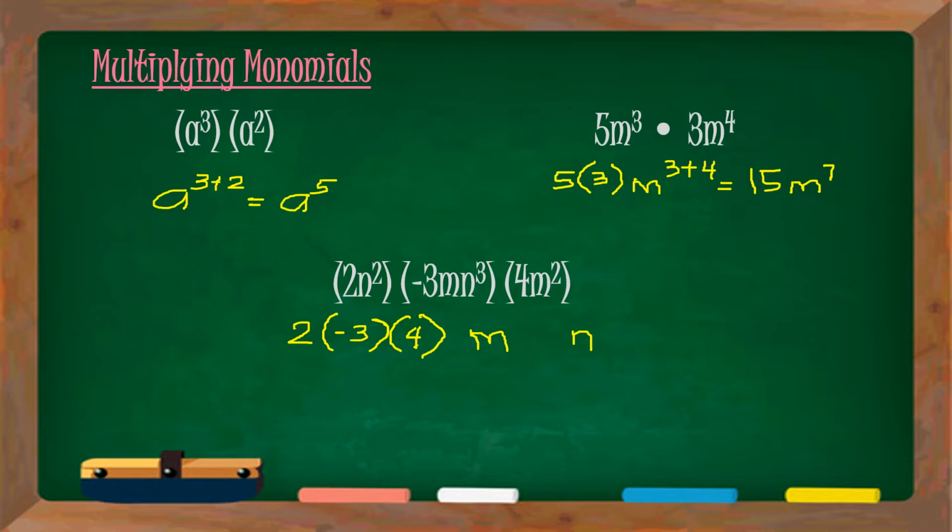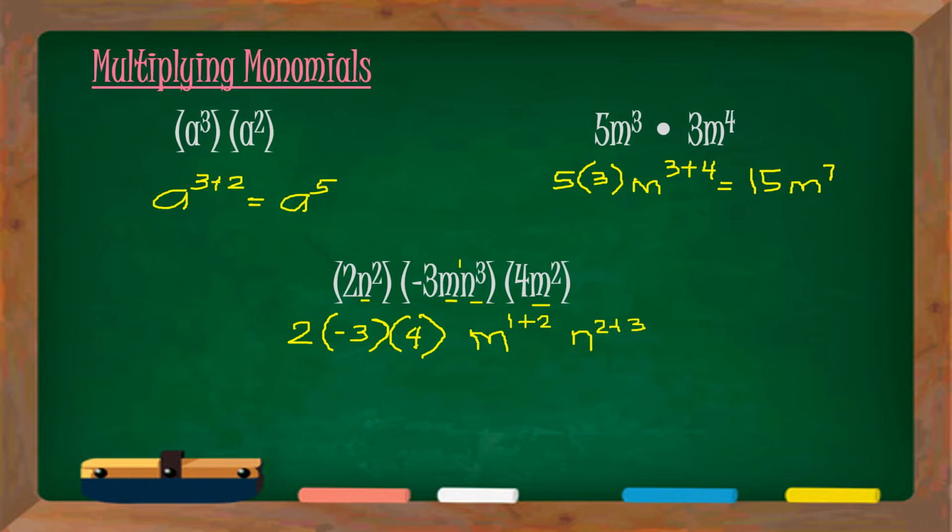So, tingnan natin yung exponent ni m. Dito, yung unang letter m, ang exponent niya, of course, is 1, yung invisible 1. Then, yung second m, the exponent is 2. So, we have 1 plus 2. For the base n, ang exponent niya, the first n is 2. Then, yung pangalawa ay 3. So, we have 2 plus 3.